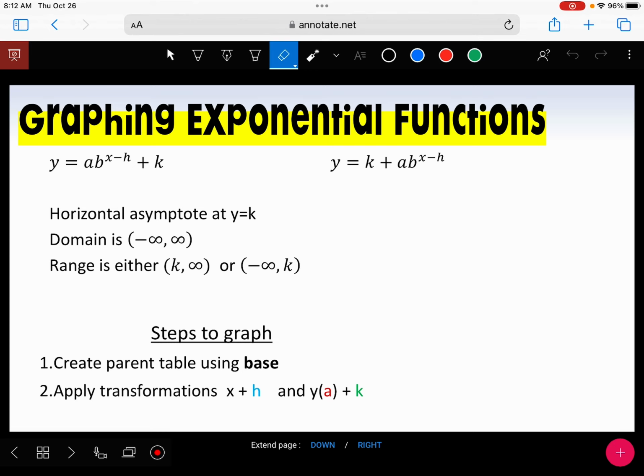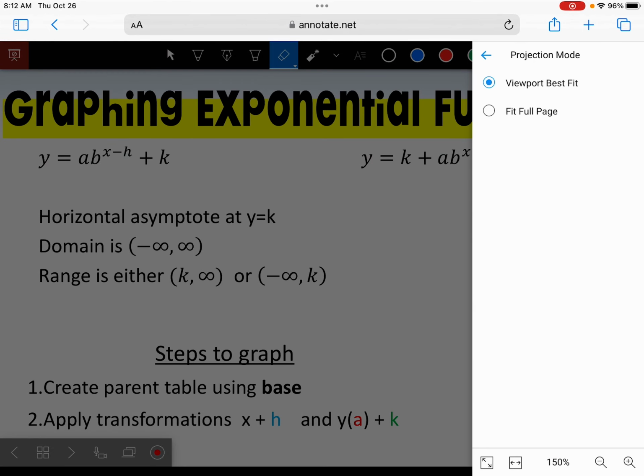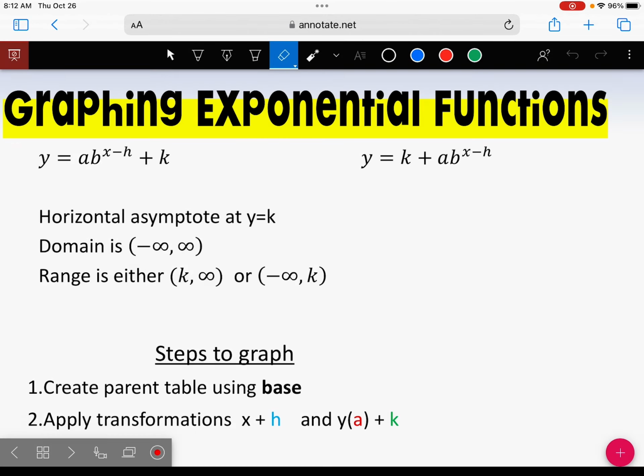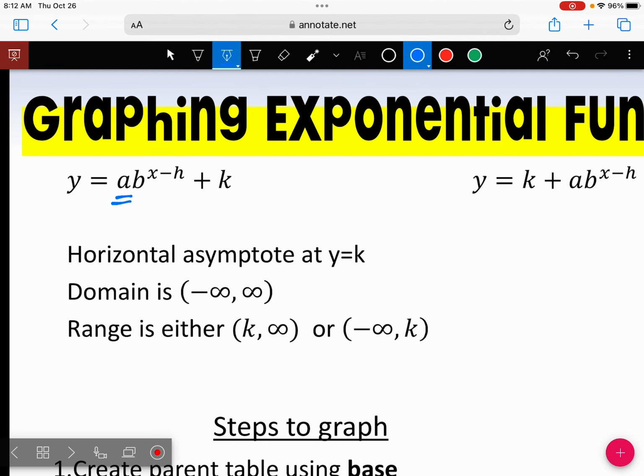Let's talk about where you find this in an equation. When we're talking about an exponential equation, the A value is always in front of the base. The H is in your exponent, and you always flip the sign. And then K can either be in the back or in the front.